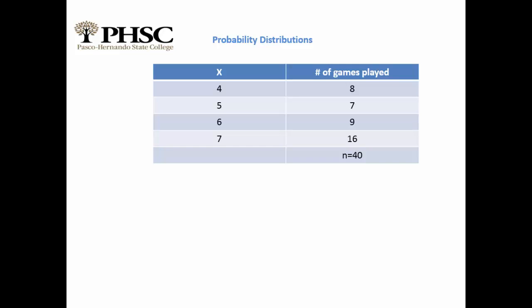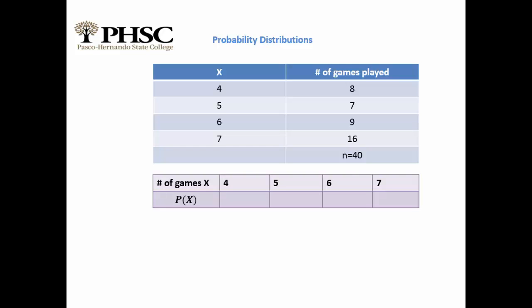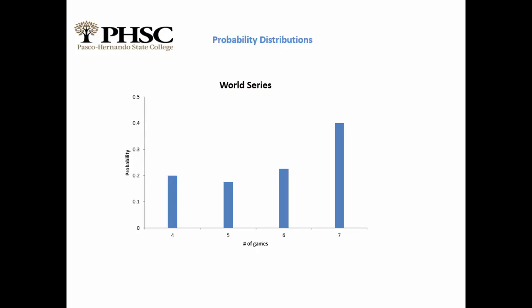Now, out of the last 40 World Series, 8 of them went 4 games, 7 went 5, 9 went 6, and 16 went 7 games. So the random variable X can assume values of 4, 5, 6, or 7. The probability of each would be 8 out of 40 for 4, 7 out of 40 for 5, 9 out of 40 for 6, and 16 out of 40 for 7. And graphically, that's what it looks like. So this is the probability distribution for 40 World Series tournaments.